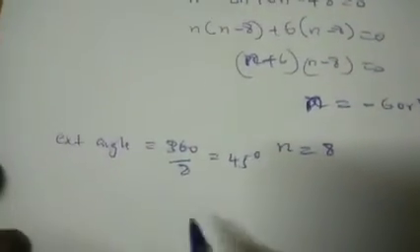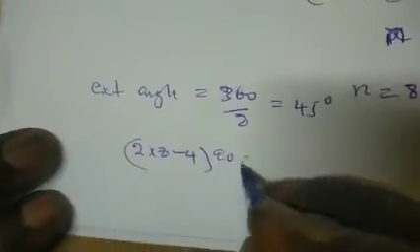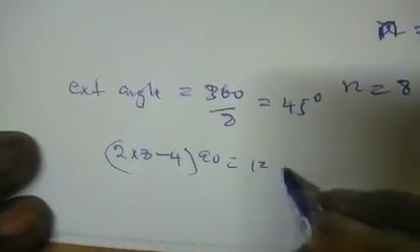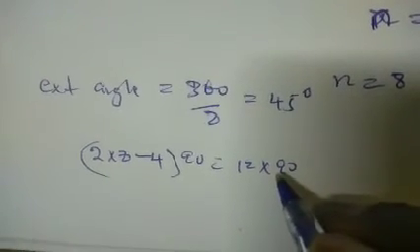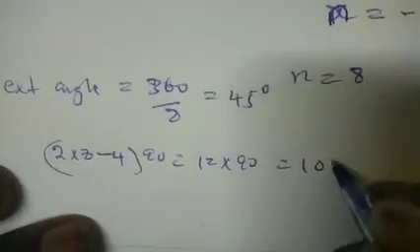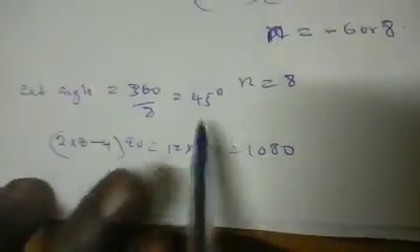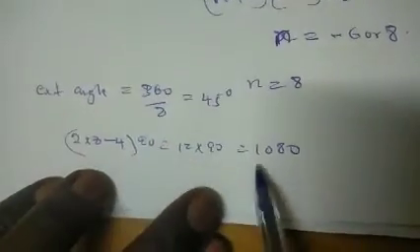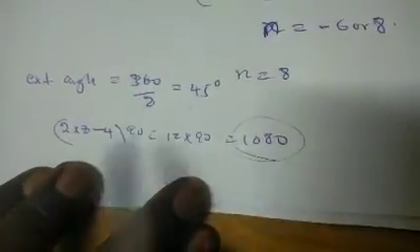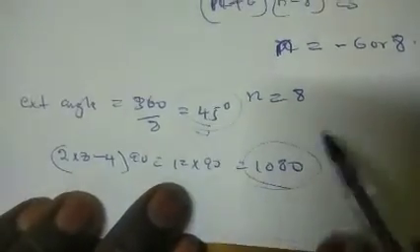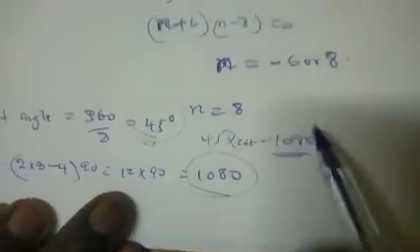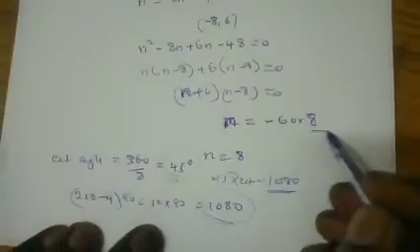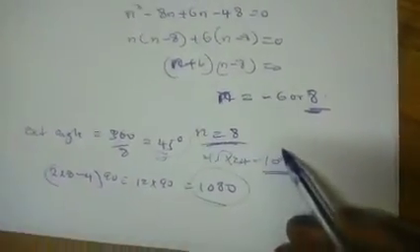So what will be the sum of interior angles? It will be 2 times 8 minus 4 times 90, and that is 12 times 90, which should give us 1080. This is the sum of interior angles and this is the exterior angle. So 45 times 24 is clearly 1080. So we are correct. The number of sides of this polygon is therefore 8. So it is a polygon of 8 sides.